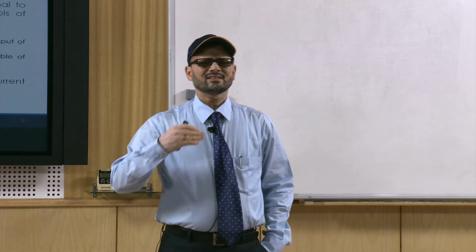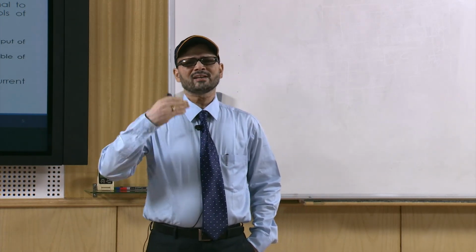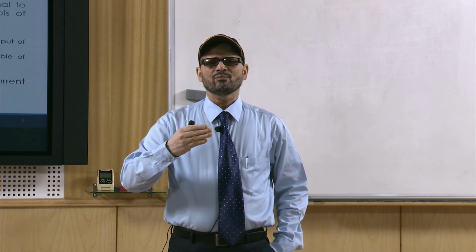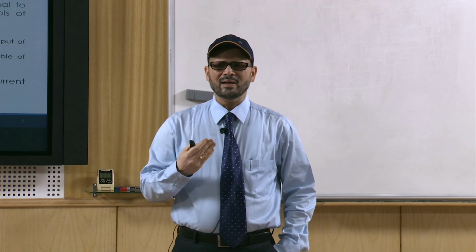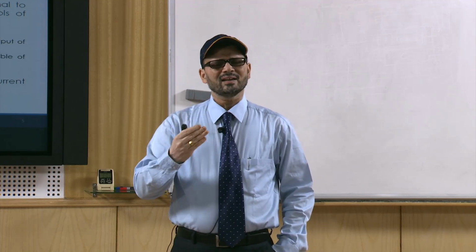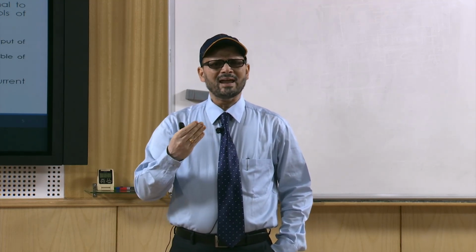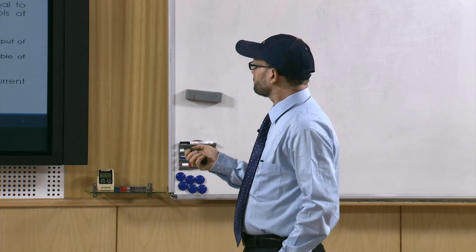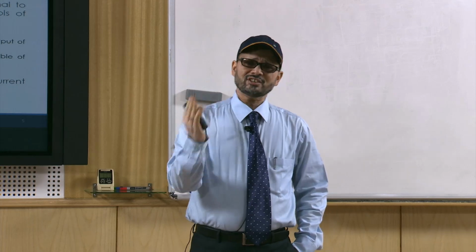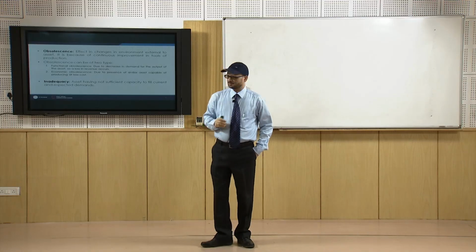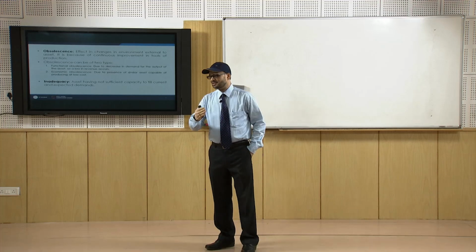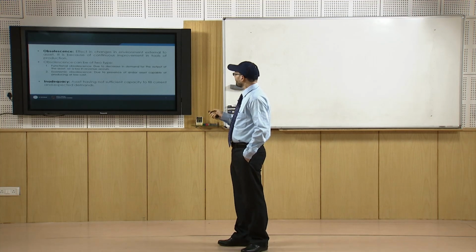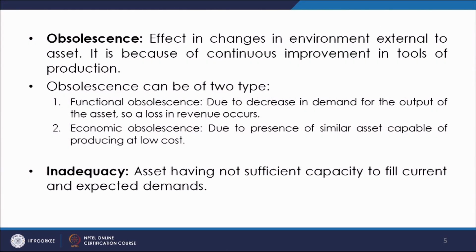Because this is an era of continuous improvement, with time new machines based on new technologies are coming up, and these machines are better in terms of efficiency and have low maintenance and operating costs. So, this basically decreases the value of the old asset, and the old asset seems to become obsolete at a certain time. Obsolescence can be divided into two types.